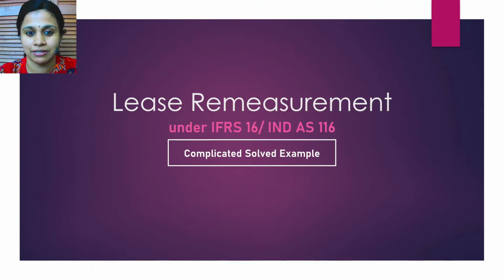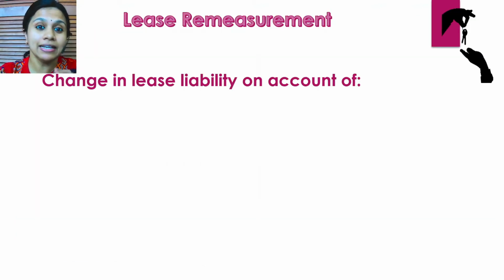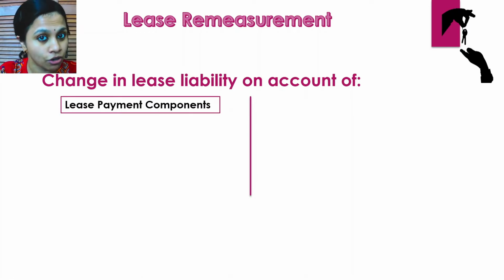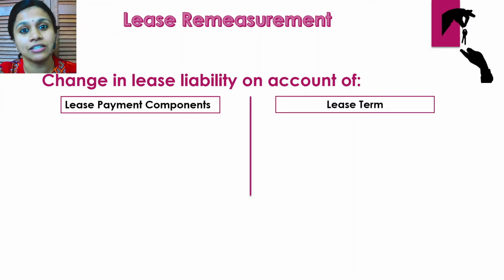of lease remeasurement. So what is lease remeasurement? Lease remeasurement is a change in the lease liability on account of change in some specific assumptions. Now the assumptions that can be changed are divided under two heads. One is a change in the lease payment components and the other one is a change in the lease term.